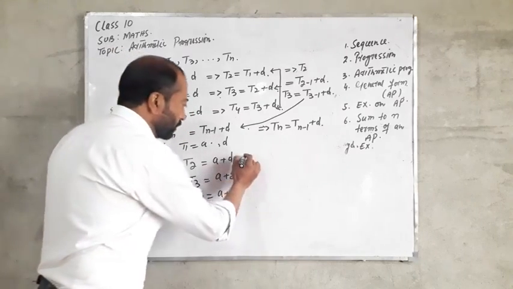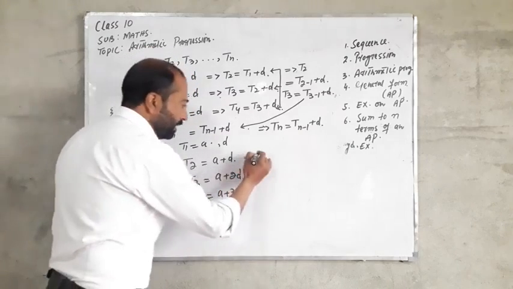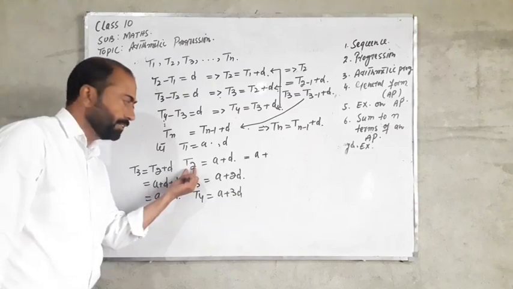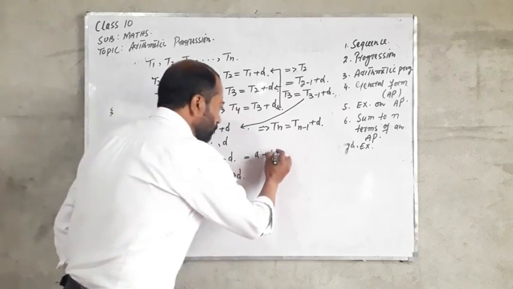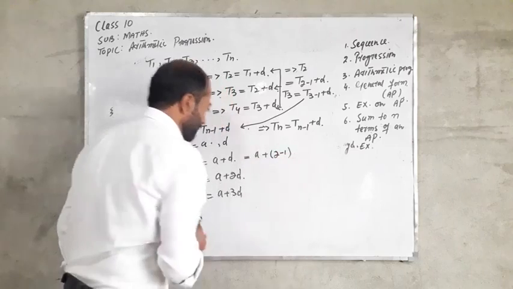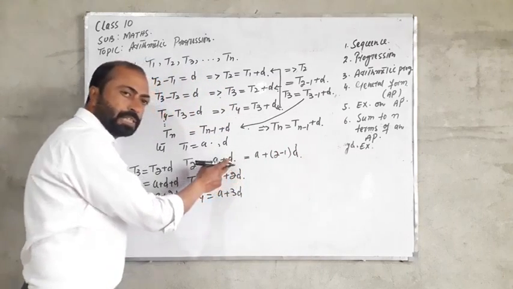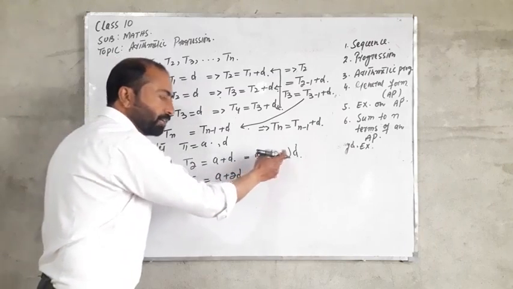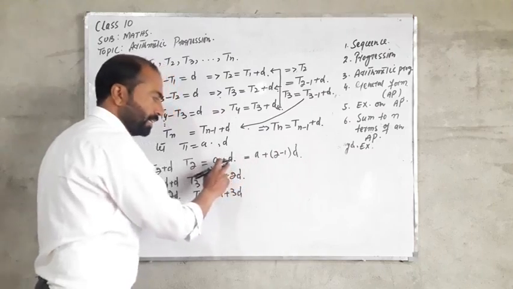Now let's have a look, again explaining this A plus. Look at the subscript of this T. Can I write this 2 as 2 minus 1 into D? Look at this one. Here the coefficient of D is 1. So A plus 2 minus 1, which is 1 again. That means you are getting A plus D.